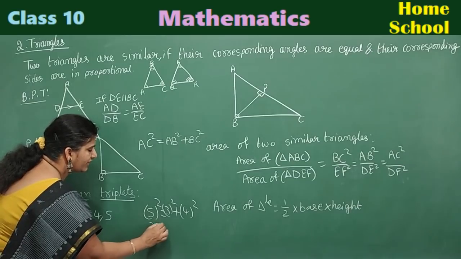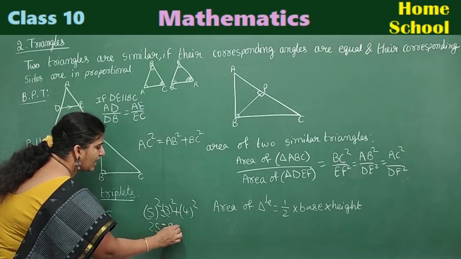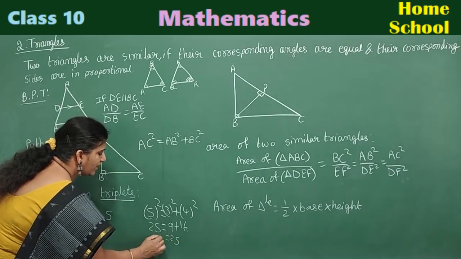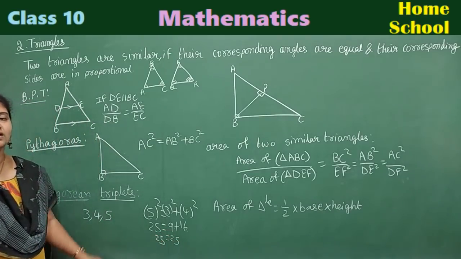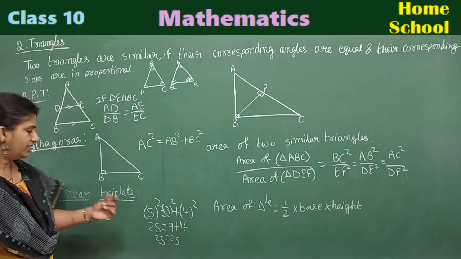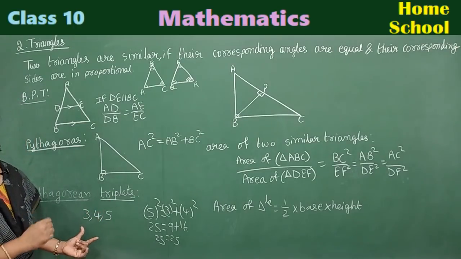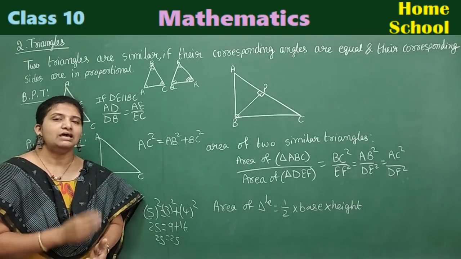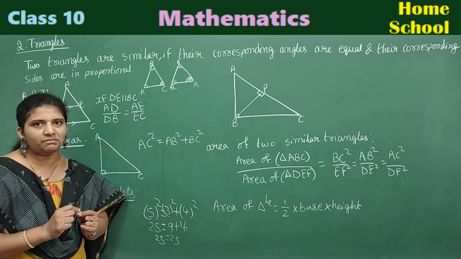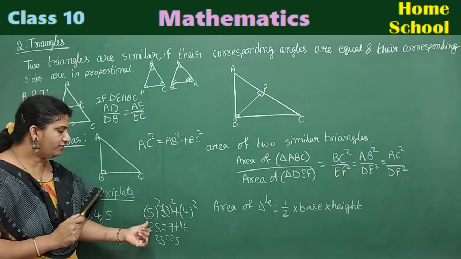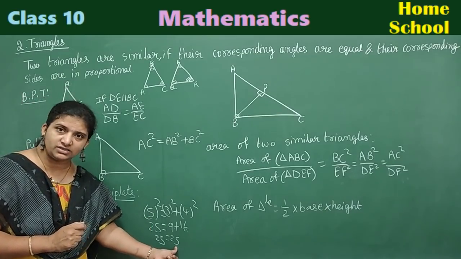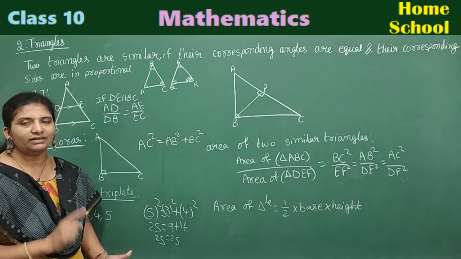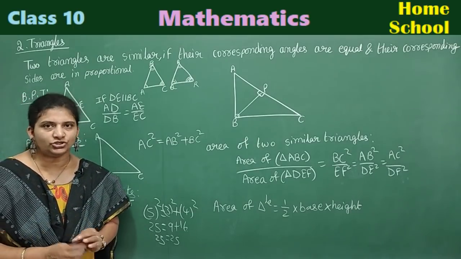5 5s are 25, 3 3s are 9, 4 4s are 16. 16 plus 9 will be 25, 25 equal to 25. Yes, it satisfies. Then this forms a Pythagorean triplet. Like this, if you know any three numbers, in those three, the greatest number is the hypotenuse. If this is equal to this, then it is a Pythagorean triplet. If it is not equal, then it is not a Pythagorean triplet.